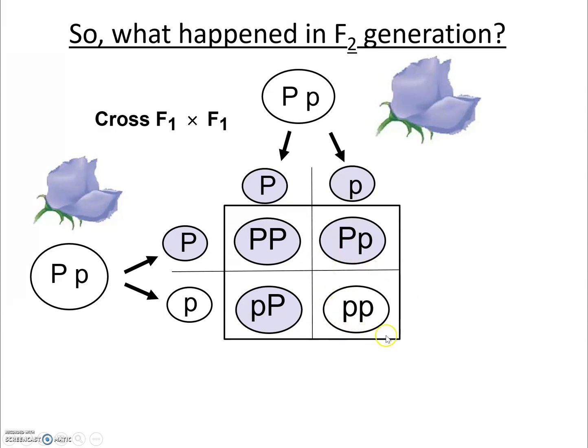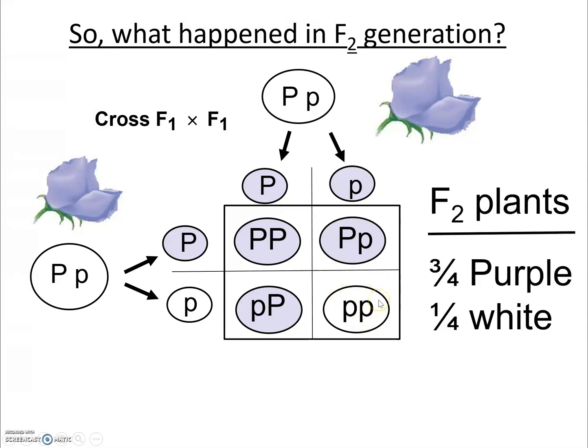And then you get this last case right over here. This is the one that has the two recessive copies of that gene. And so these are the ones that have that white color. And so if you look at your F2 results right here, this is how he got that 3 out of 4 purple and 1 out of 4 are white.